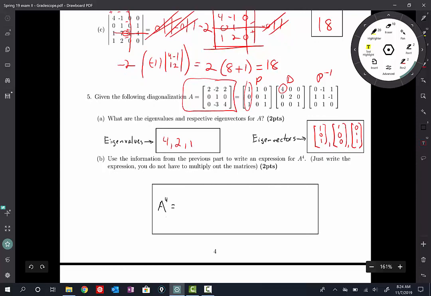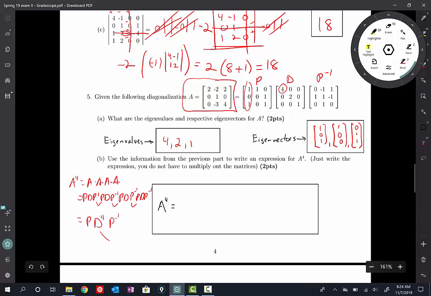Now part B says, use the information from the previous part to write an expression for A to the fourth power. And the idea here is that if I want A to the fourth, that's really A times A times A times A. But if it's diagonalizable, then I can simplify this, and we don't have to show this work in general on your exam, but all these inside values are turned into identity. Identity times D is just D. So this really simplifies to P times D to the fourth times P inverse.